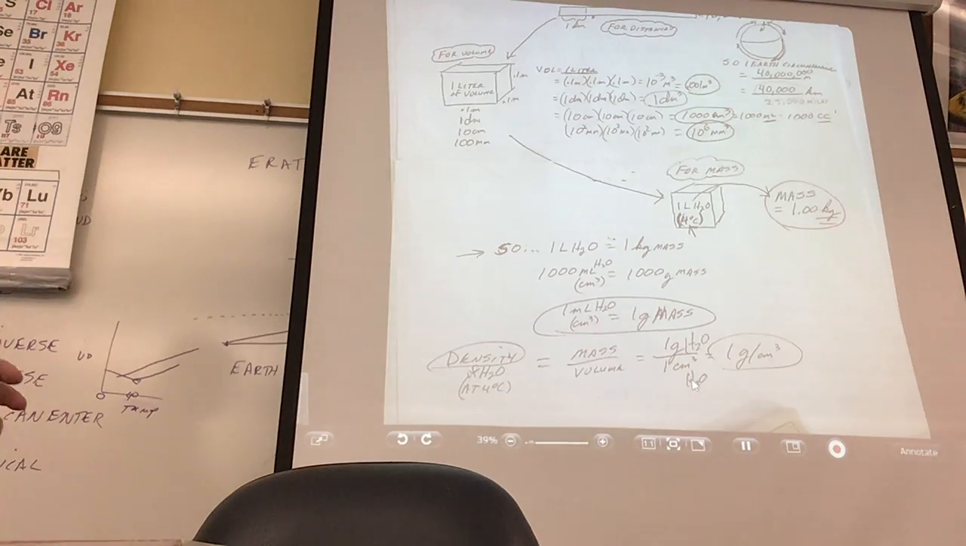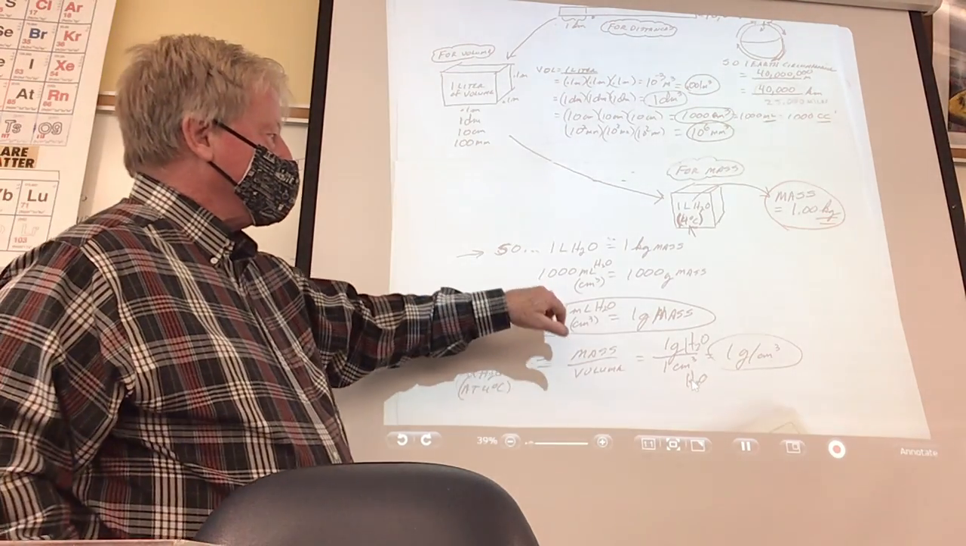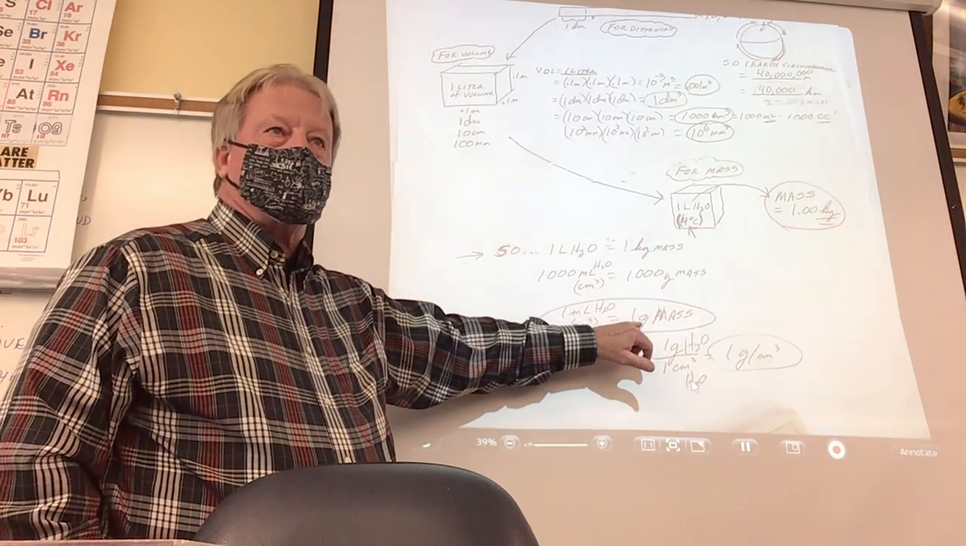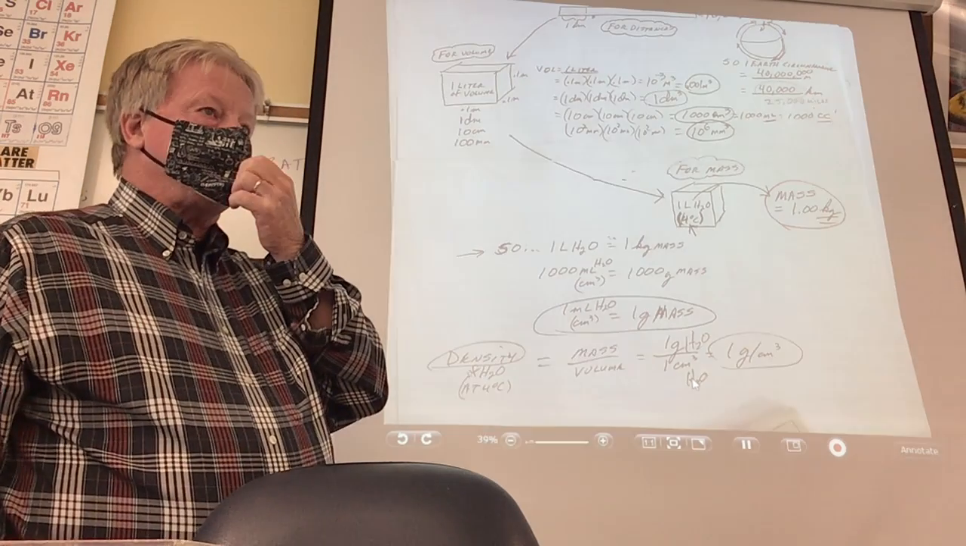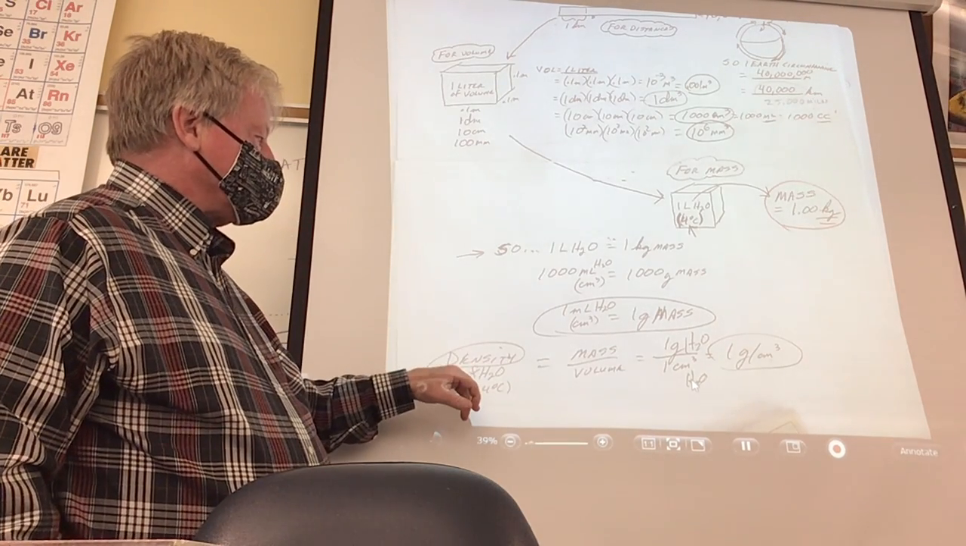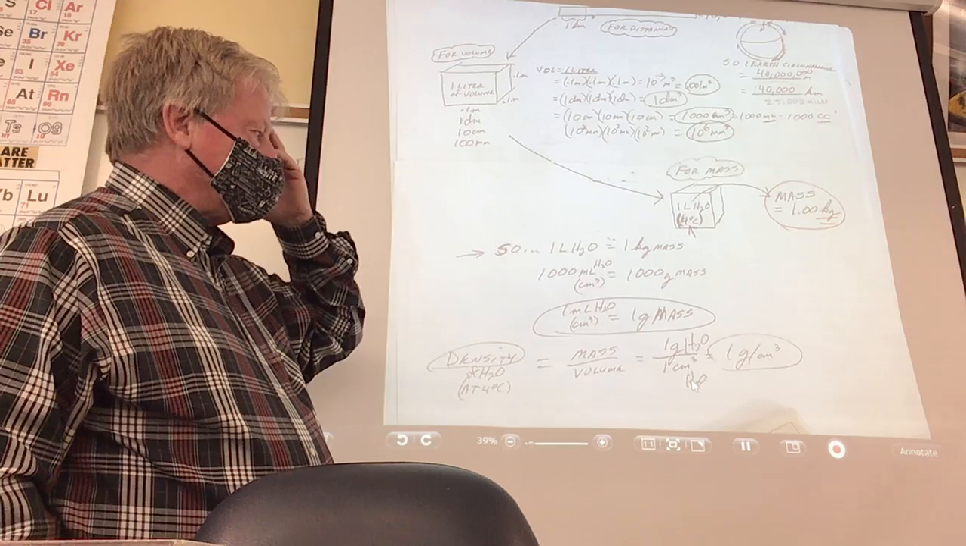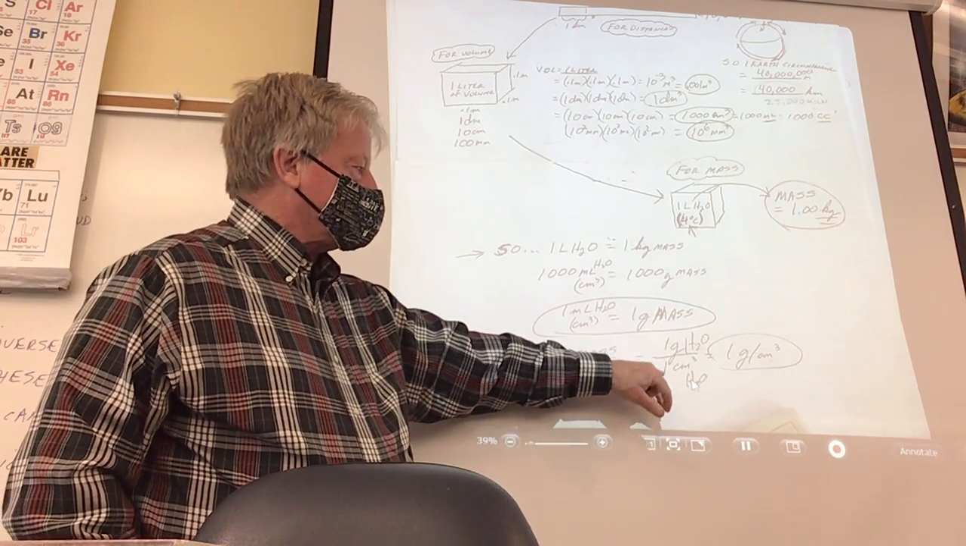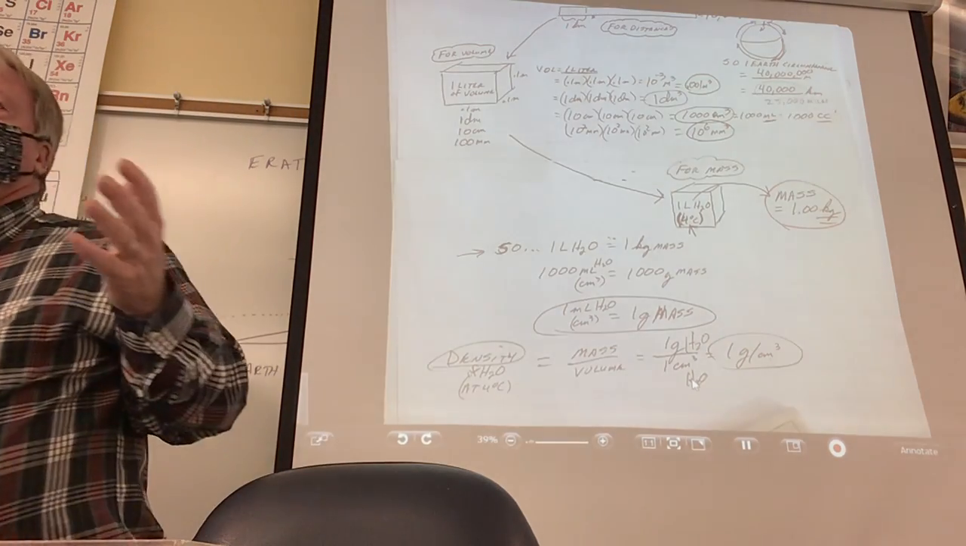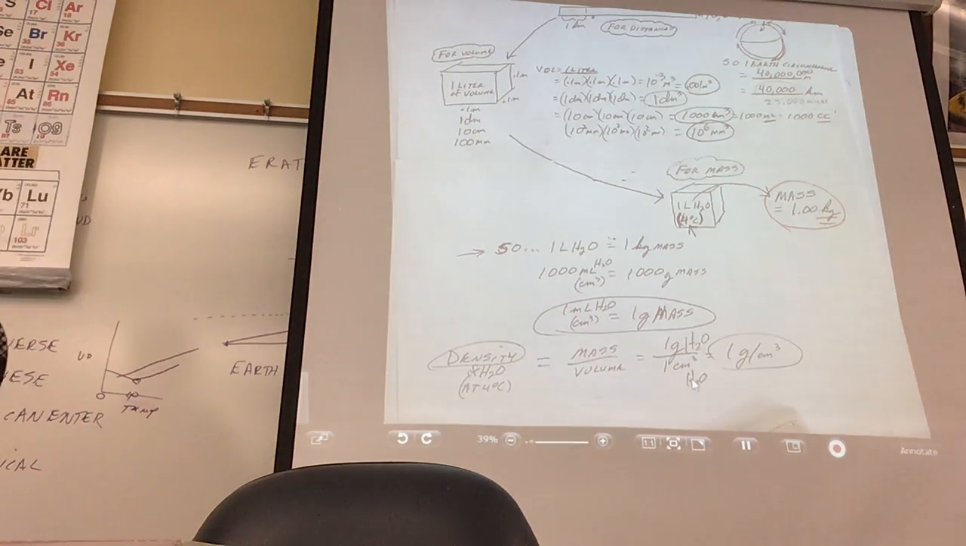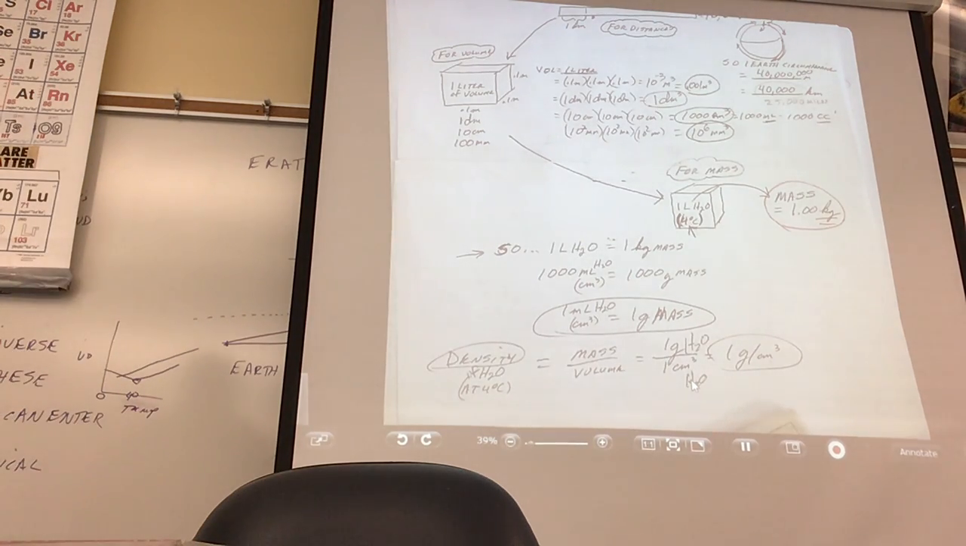So on purpose, they made 1 milliliter of water equal to 1 gram. Everything was so simple. Also, what about density? We're going to do a big density unit later here. The density of water is 1. They made it 1. That makes everything so simple in the metric system. So I thought that was pretty neat.